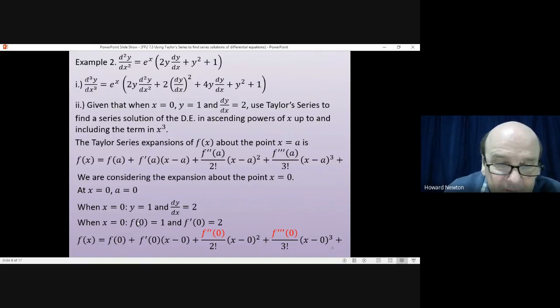And we know f of 0, they told us that in the question, is 1. We know f dashed of 0, they've told us that in the question, it's 2. But like in the first example, it's the second differential and the third differential that we're going to have to work out.